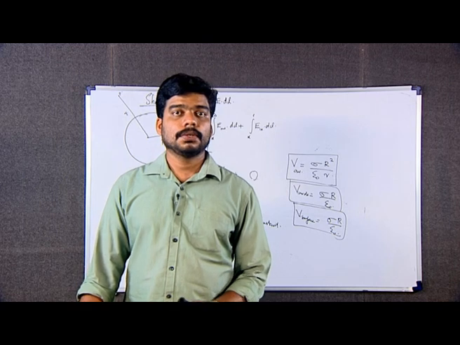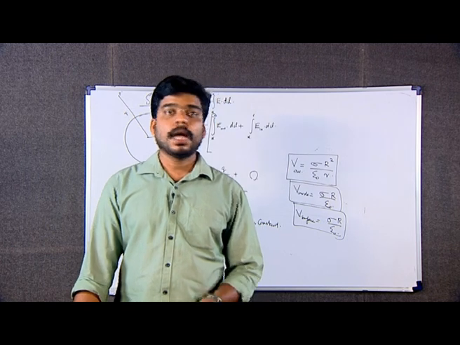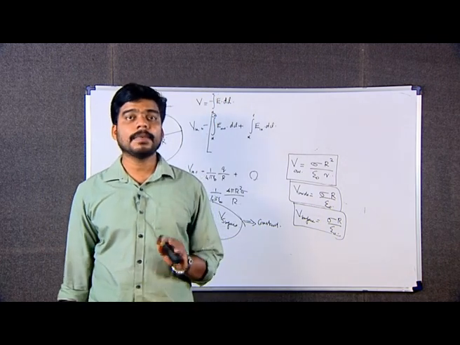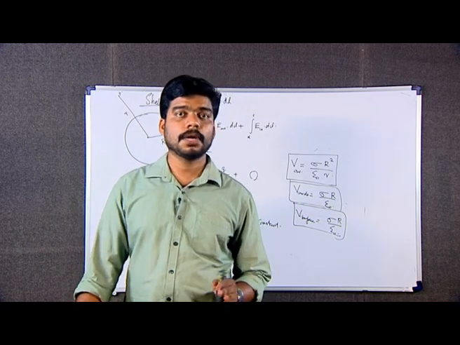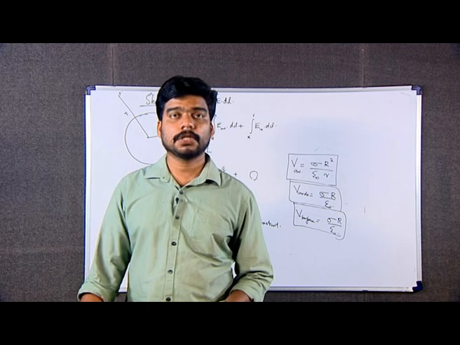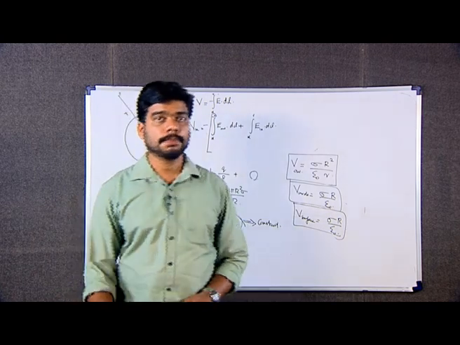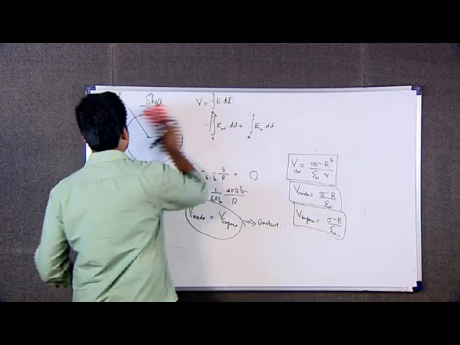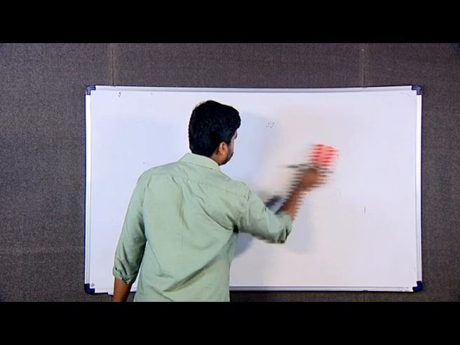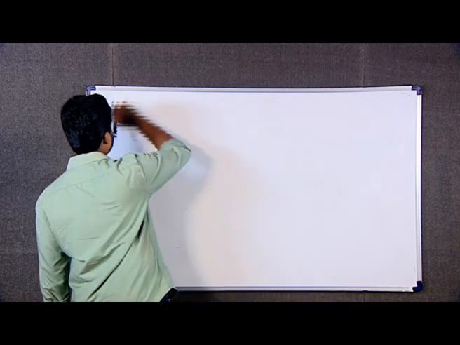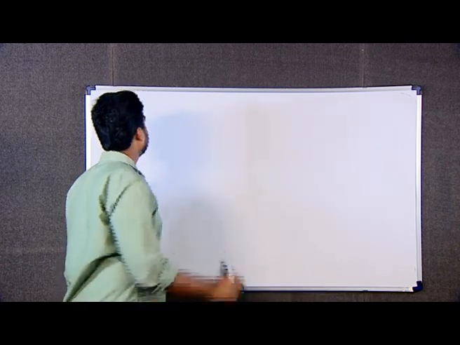Now, the most important thing is Poisson's equation, and Poisson's equation can be derived easily from the concept of Gauss's law and from the concept of the electric field as a negative gradient of the potential. So, how can I derive this Poisson's equation? You can get the mathematical expression for Poisson's equation from Gauss's law.